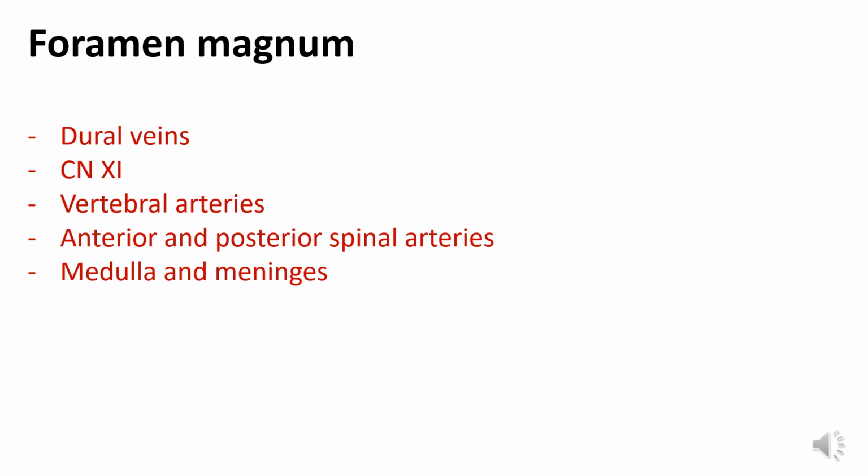Lastly, we will be taking a look at the foramen magnum. The dural veins, cranial nerve 11, the vertebral arteries, the anterior and posterior spinal arteries, and the medulla and meninges all pass through the foramen magnum. Please take note this is found in the posterior cranial fossa, and the cranial bone involved is the occipital bone.